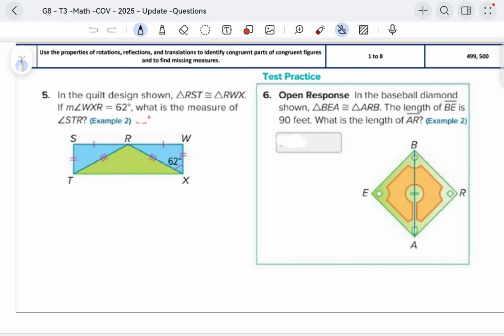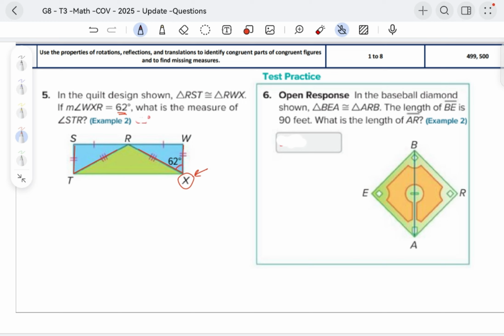Now for question number 5, it says that we have a design shown with a triangle RST congruent to triangle RWX, if the measurement for WXR equals 62. When we say measurement for angle WXR, we mean this angle. From W, go to X and then go to R. You're gonna make an angle. This angle measures 62. The measurement for angle X equals 62. What is the measure for STR? This is the angle that they are asking about. S, T, then R. This is the angle.